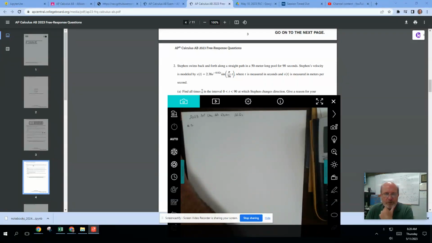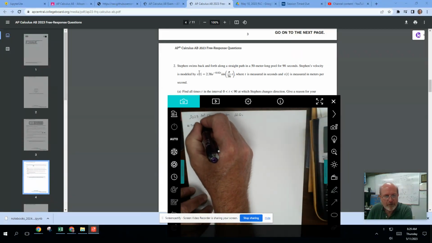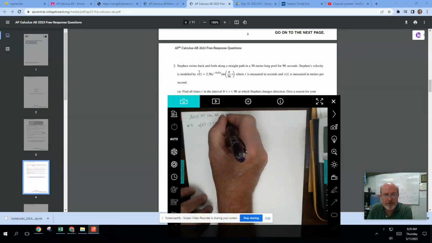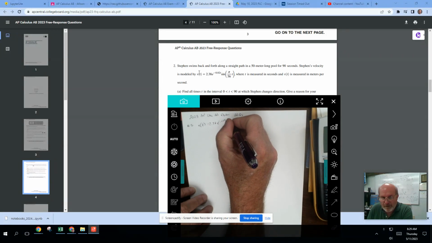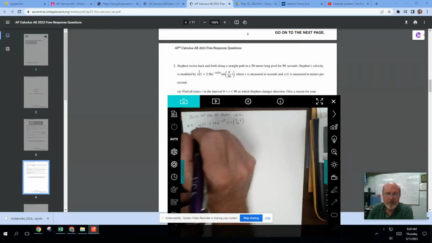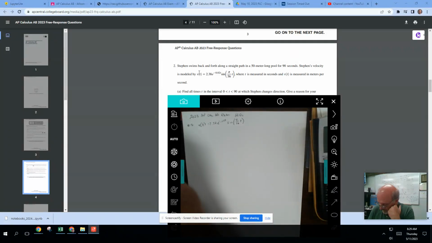Okay, now we're back for number 2. Release the FRQ from the 2023 AP Calculus AB exam. Stephen swims back and forth along a straight path in a 50-meter long pool for 90 seconds. Stephen's velocity is modeled by 2.38 times e to the negative 0.02 t times sine pi over 56 times t. That's his velocity, where t is measured in seconds and v of t is measured in meters per second.